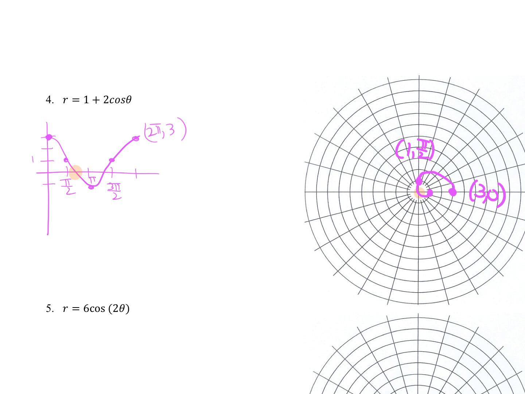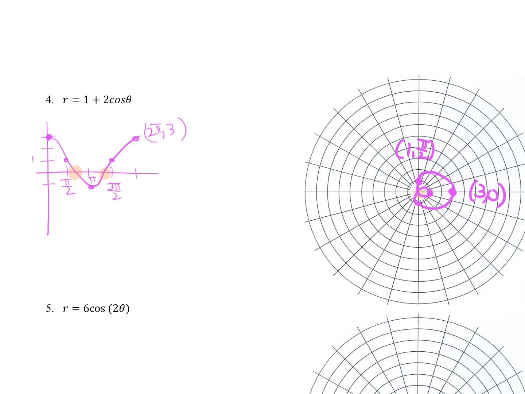Same thing on the way back. From pi, -1 to 3 pi, 1, we have to make sure it goes back through the pole. So 3 pi, 1 is down here. And that's what gives you that loop. And then we end here at 3 comma 2 pi.